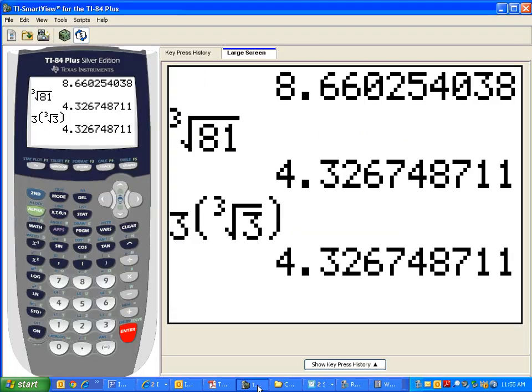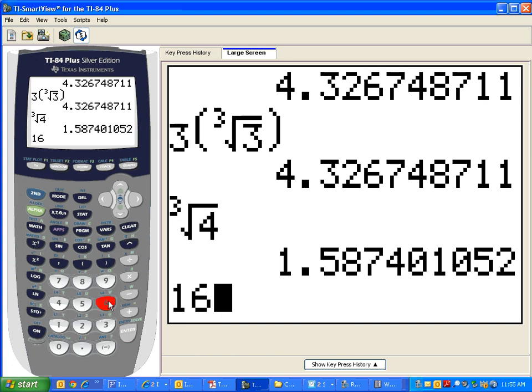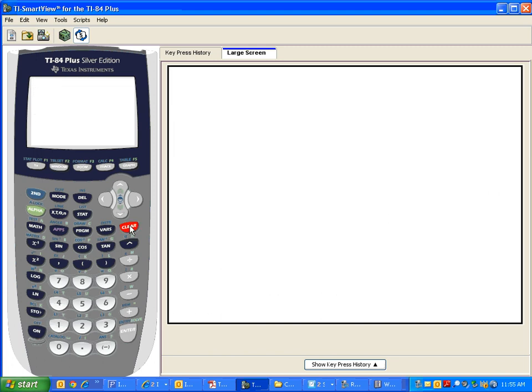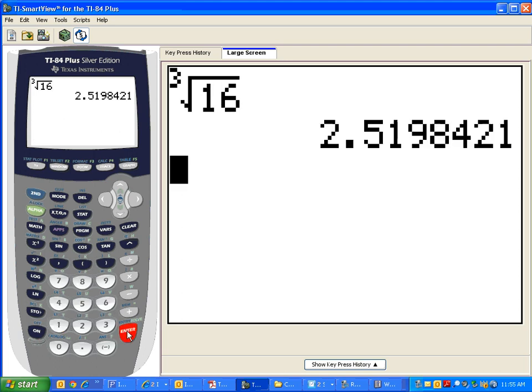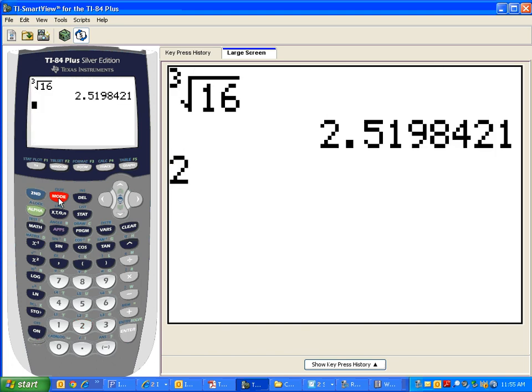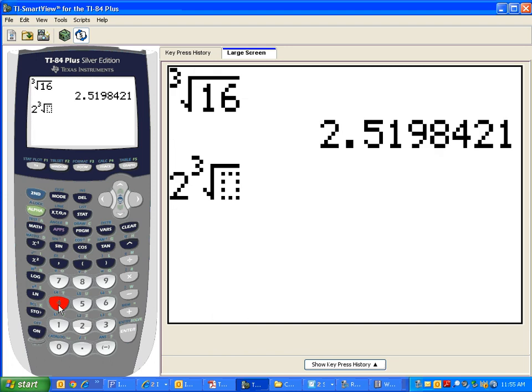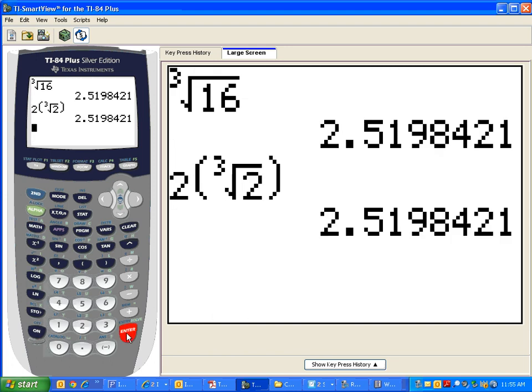So I'll put that in my calculator. Oops. Sorry. Typo. Math 4, 16. So this number is indeed the same as 2 times the cube root of 2. Two cube roots of 2. And you do get the same number, so it does work out.